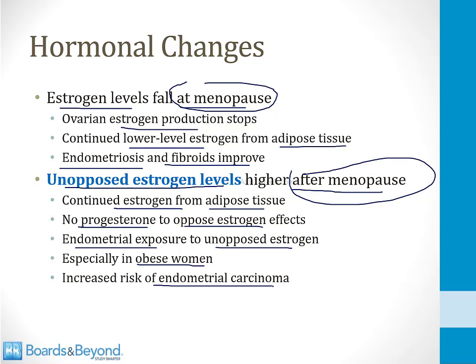After menopause, even though estrogen levels have declined overall, unopposed estrogen levels are higher, and that's what leads to a higher risk of endometrial carcinoma. And it's super high yield to understand this fact.